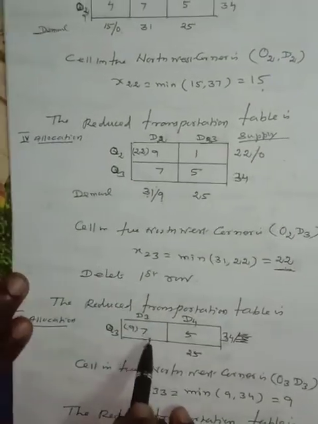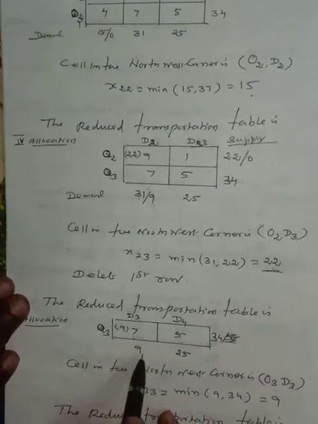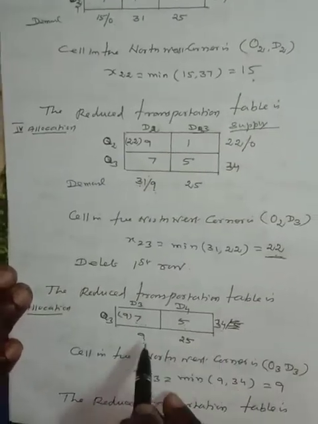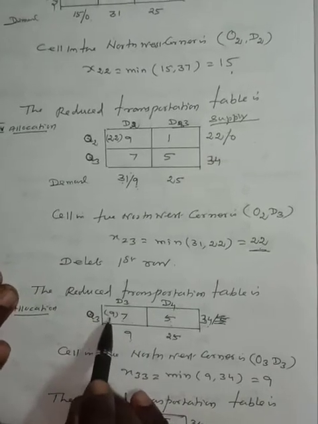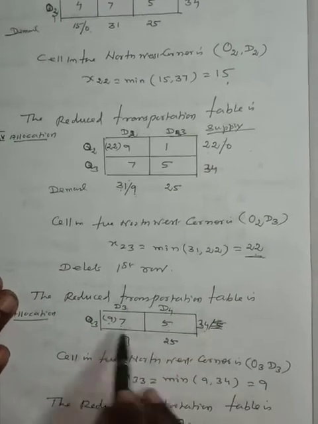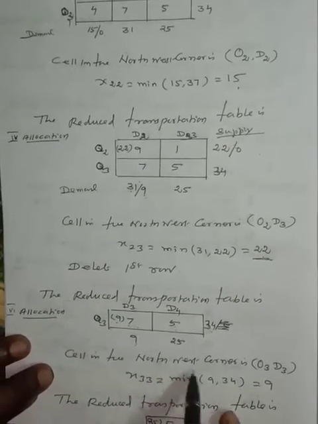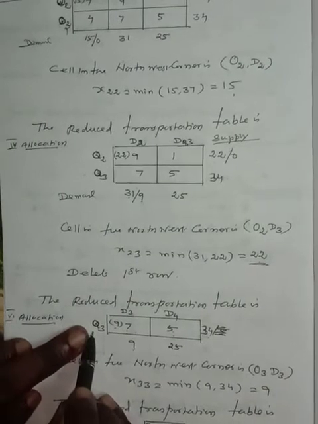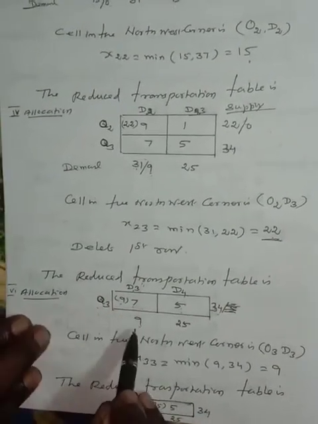D1. Now 7 and 5. 7, 5. Minimum here is 9. Here 34. So the minimum is 9. You have to put 9 in the first box. So the cell in the northwest corner rule is here O3, T3, O3 D3. Minimum is 9.